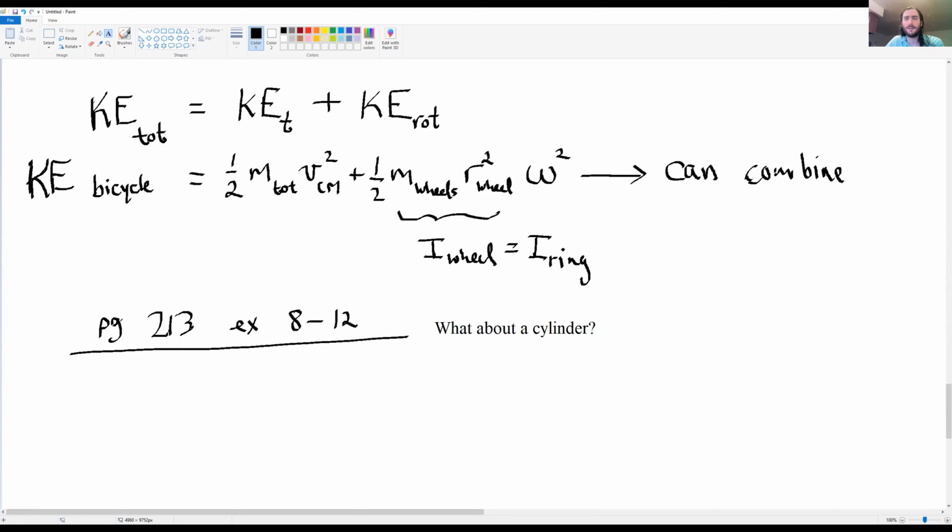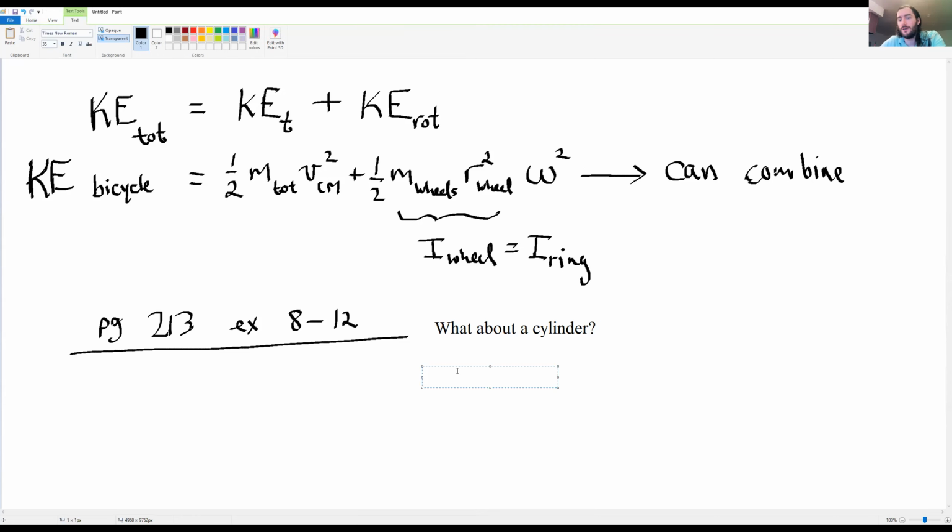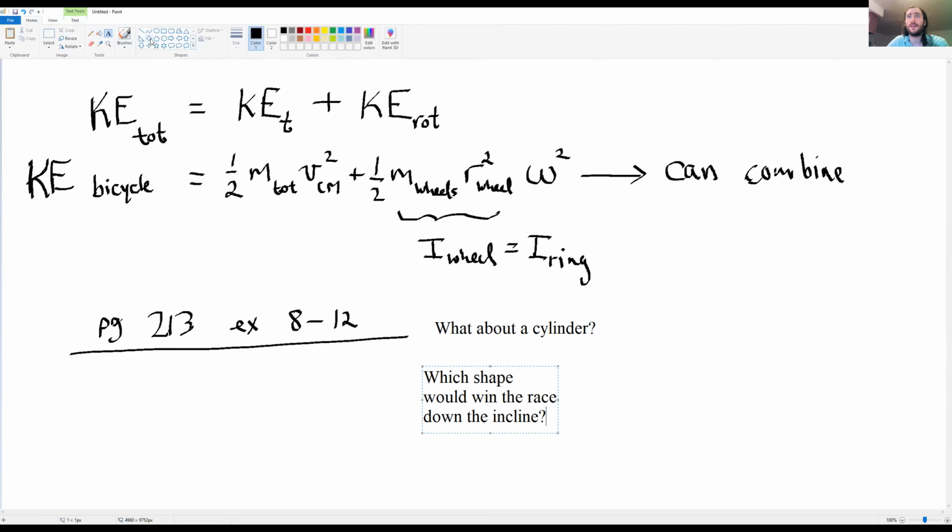So I'll leave that maybe as a follow-up question. Which shape would win the race down the incline? That's a really important question. And actually, this is a question that's addressed in the following example, so 8-13. But it's a conceptual question. There's no calculation. You can actually do the calculations if you want to.